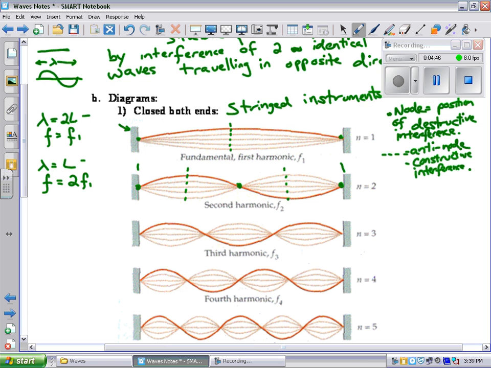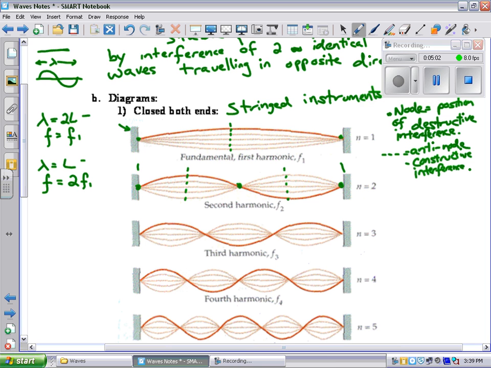And Western music is kind of based on all of these different harmonics. If I double the frequency, I go from the fundamental to the first harmonic, that makes an octave. So if you study music, when you change an octave, say go from middle C to the next highest C, what you're doing is you are doubling the frequency.